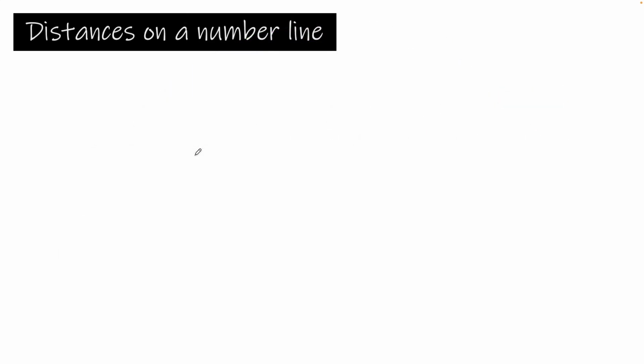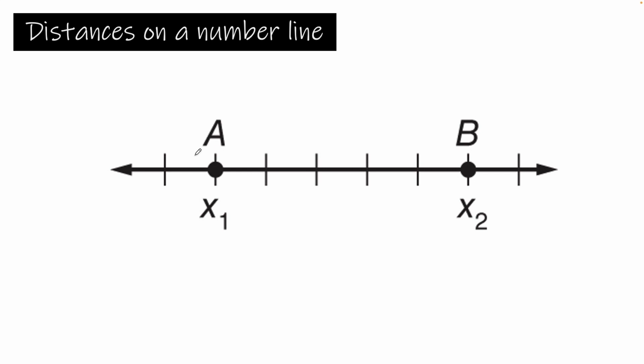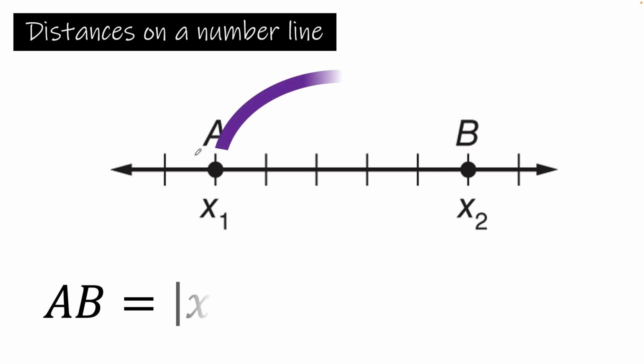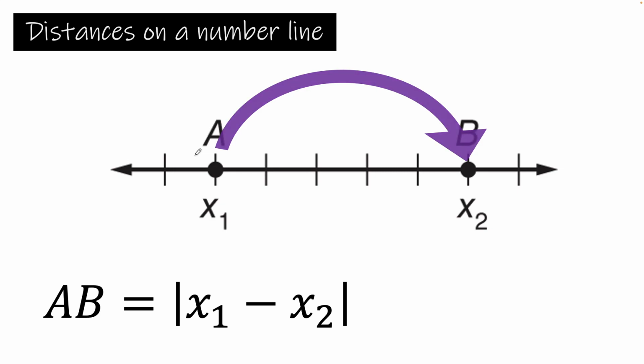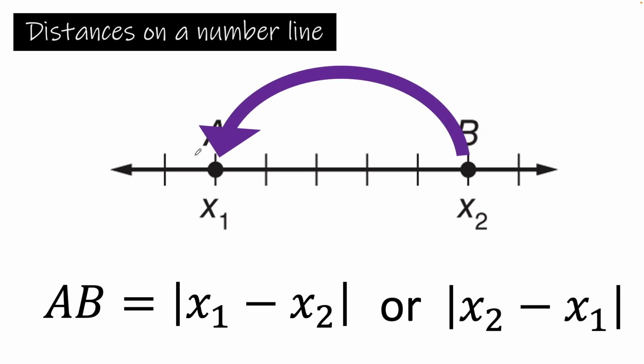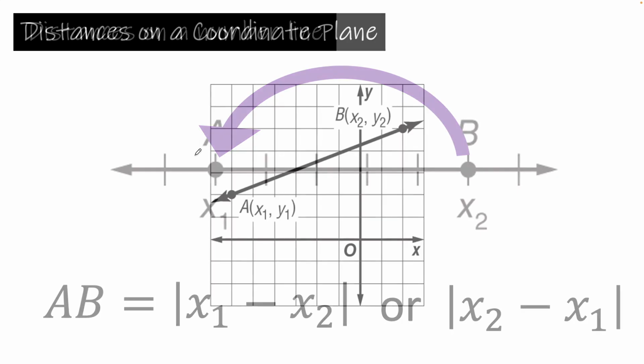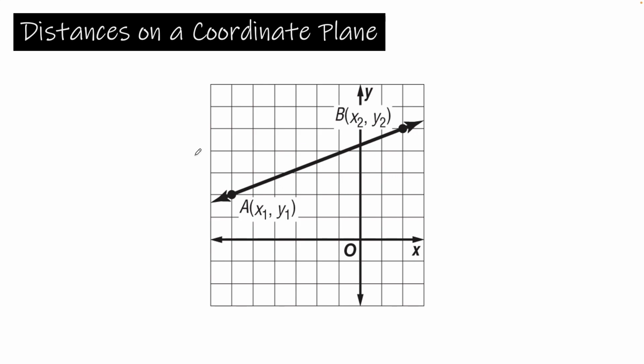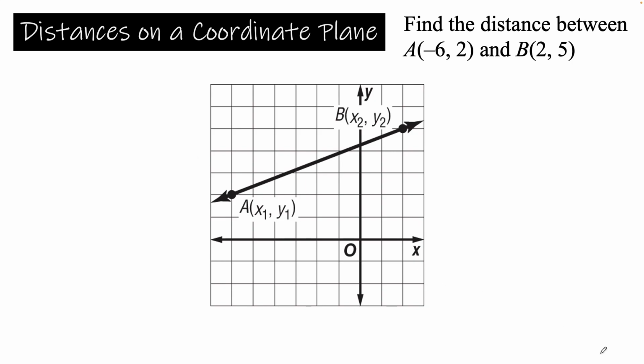So on a number line, we can generalize this by saying the distance is |x1 minus x2| or |x2 minus x1|. As long as they're in absolute value brackets, it doesn't matter which way you do it. Now we're going to move into two dimensions. We're going to look at distance on a coordinate plane. So we're going to find the distance between (-6, 2) and (2, 5). It's this point here, (-6, 2), and (2, 5) right there.